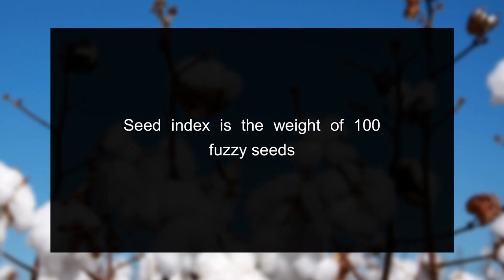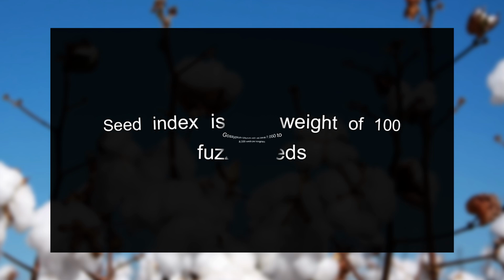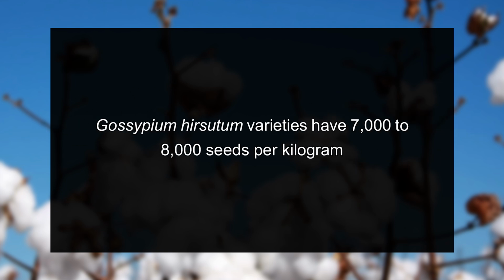Seed index is the weight of 100 fuzzy seeds. Gossypium hirsutum varieties have 7,000 to 8,000 seeds per kilogram. Unfertilized ovules make up the majority of motes. But some fertilized ovules may abort and form larger motes of various sizes.